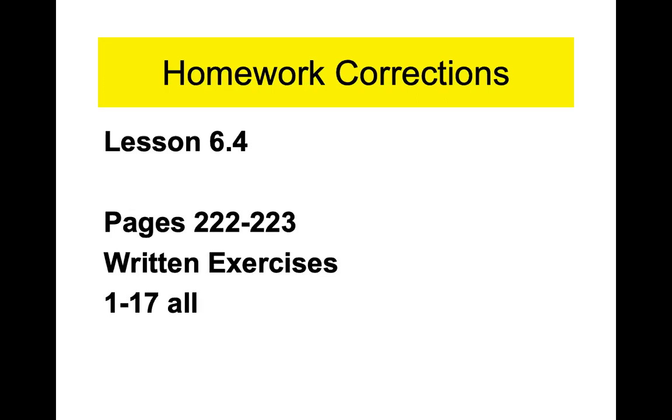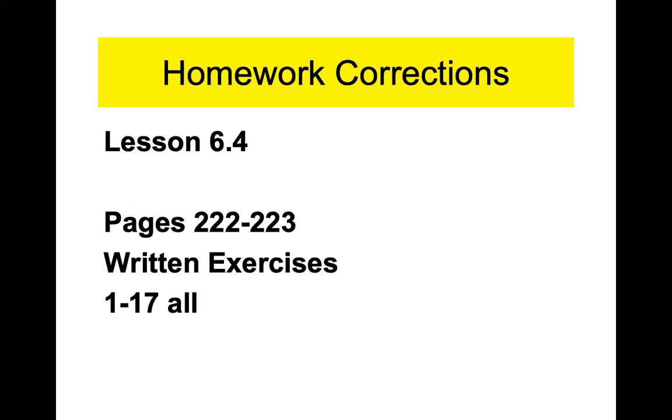Number 10, DF is the largest side. Number 11, WT is the largest side. I like number 12. I thought 12 was hard. Number 12, OA was the largest side. Number 13, WY is the largest side. Number 14, Victor Bravo, VB is the largest side.